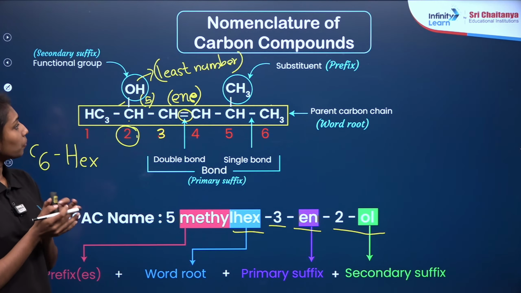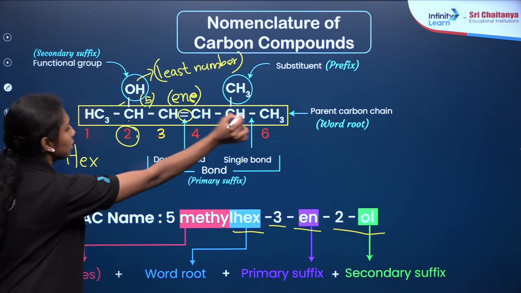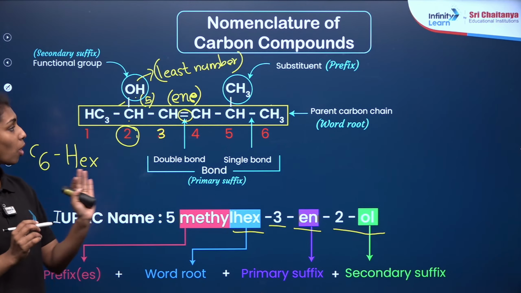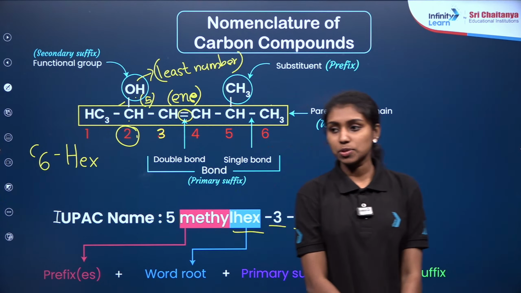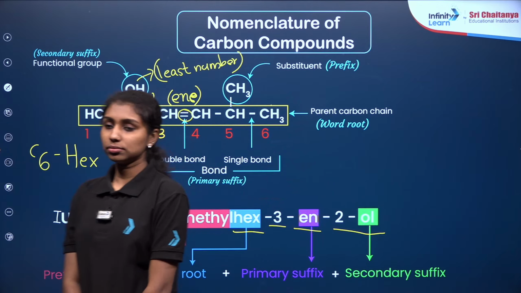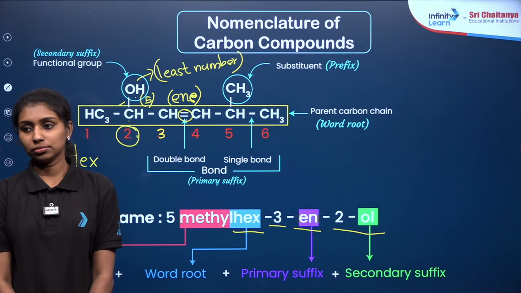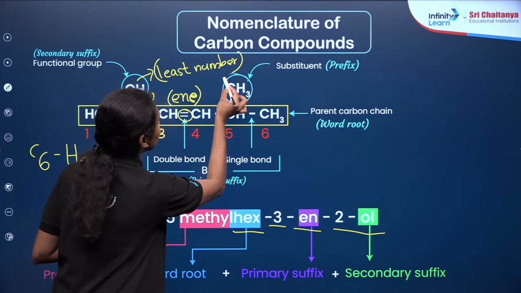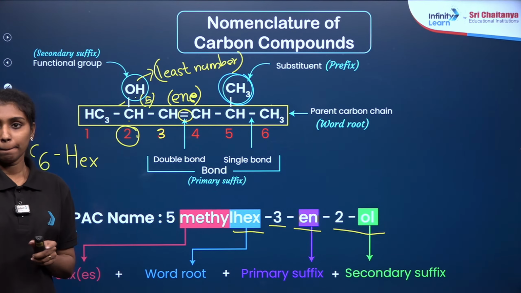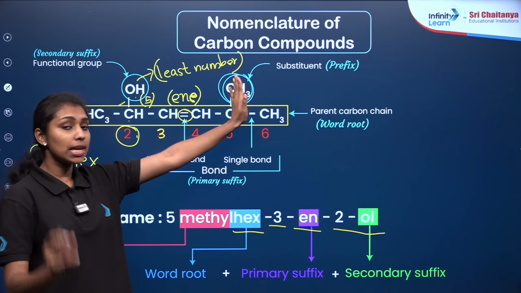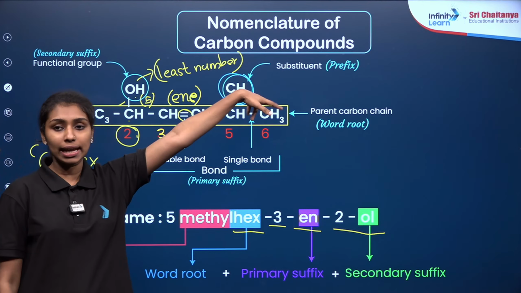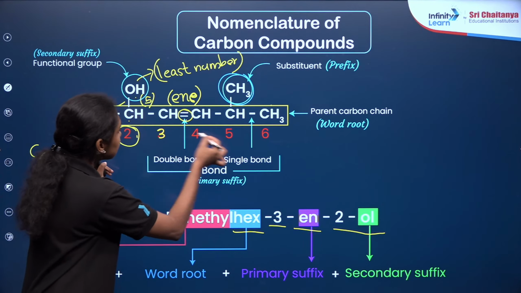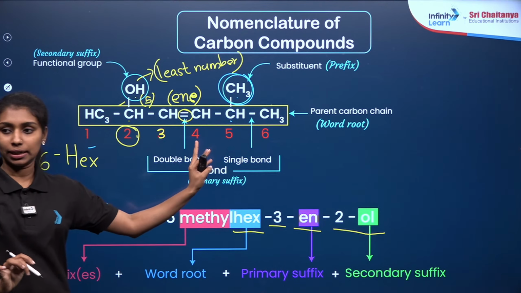Then what is remaining here? We named the longest chain, we named the double bond, we named the OH group also. What is remaining here as a substituent? Can you see one CH3 group is present here? So this will be the one CH3 group remaining. We have already seen the CH3 group is known as alkyl, or methyl, right? Methyl. We need to mention the position of methyl also. According to this numbering, this methyl is attached to the 5th carbon. Is there any doubt?